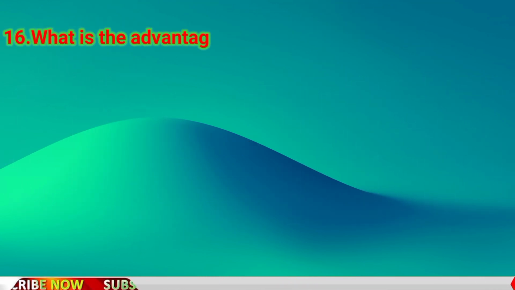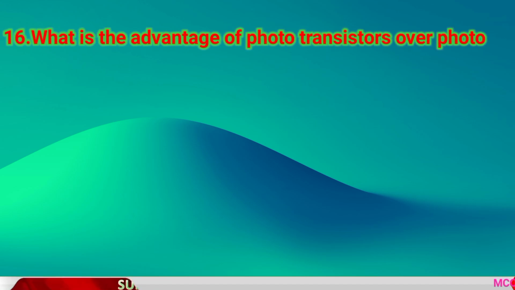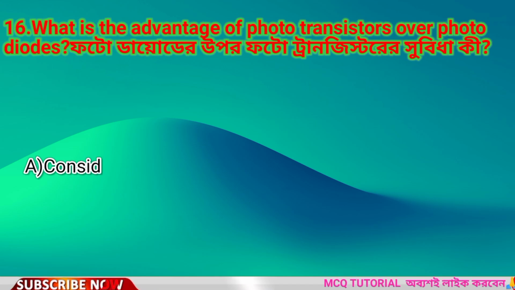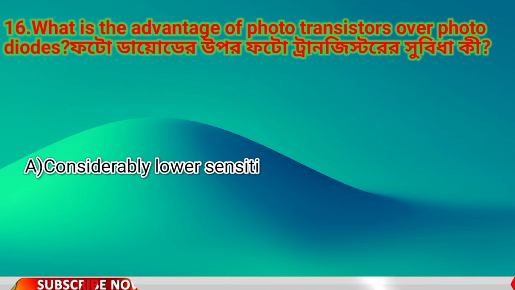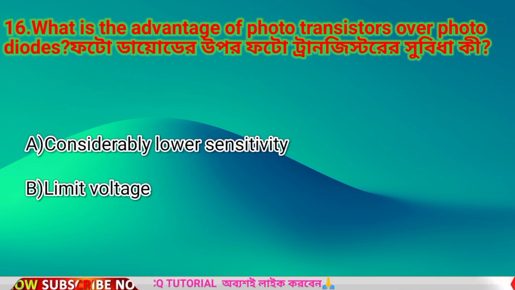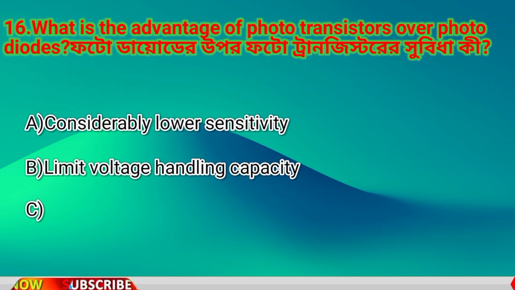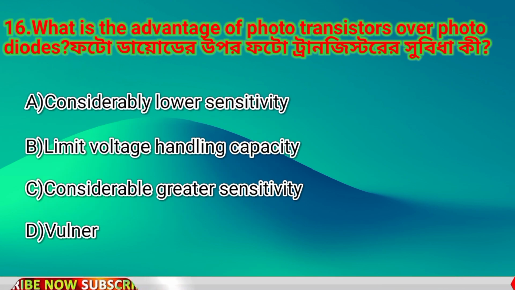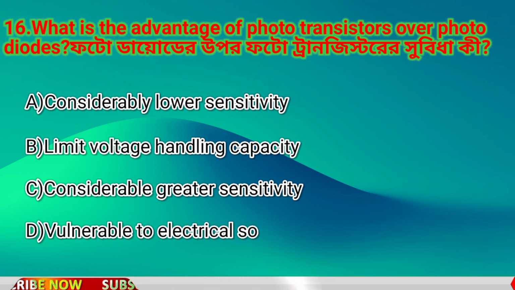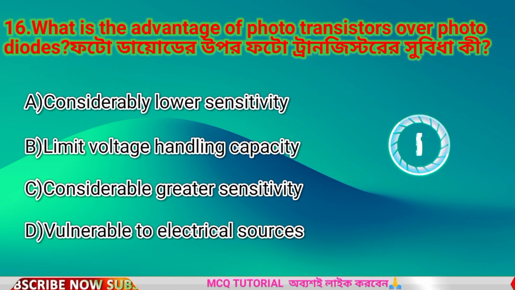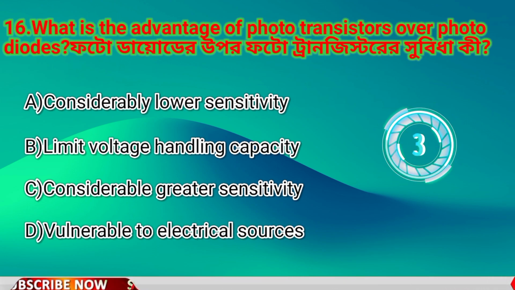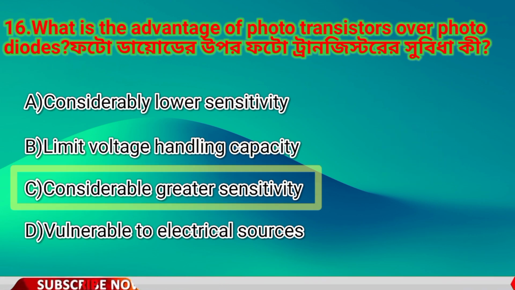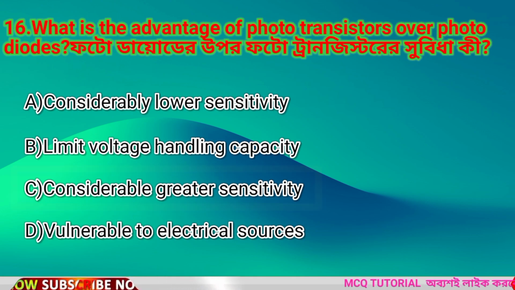What is the advantage of phototransistor over photodiodes? Option A considerable lower sensitivity. Option B limit voltage handling capacity. Option C considerable greater sensitivity. Option D vulnerable to electrical source. উত্তর হবে অপশন সি considerable greater sensitivity.